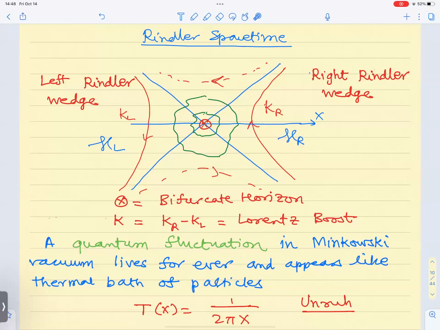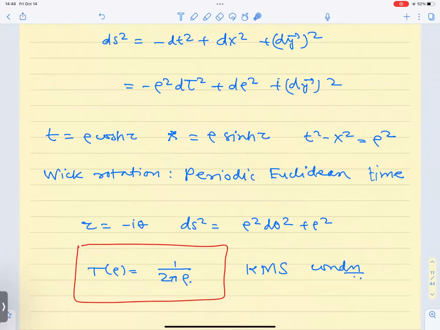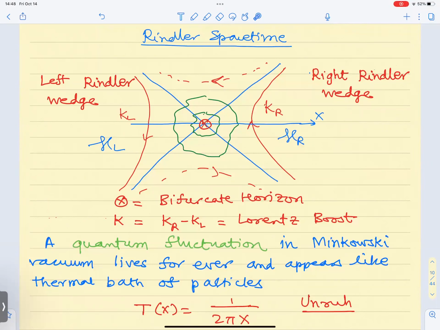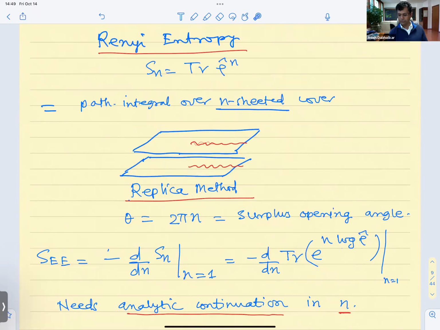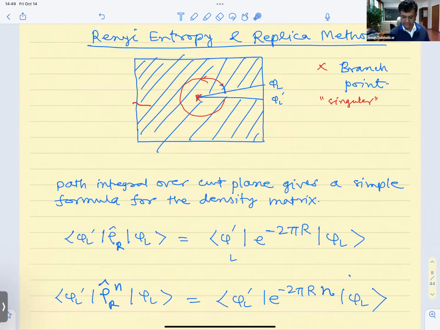I have a question. Yeah. So when you say that rho of r is e to the minus 2 pi r, in some previous slide you said that, right? Where does that come from? If you think of this as quantizing, suppose you quantize on this slice, you can give the operator interpretation to this path integral.